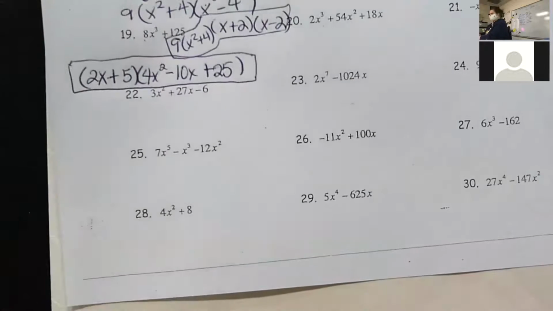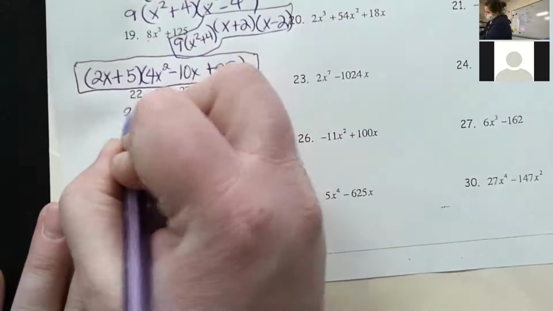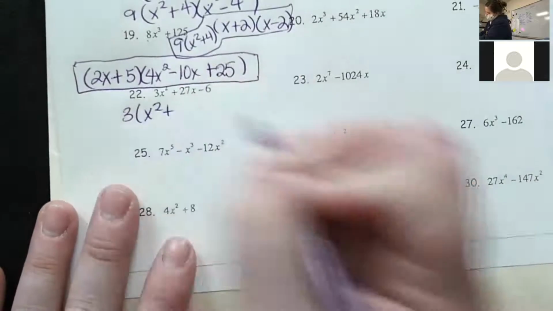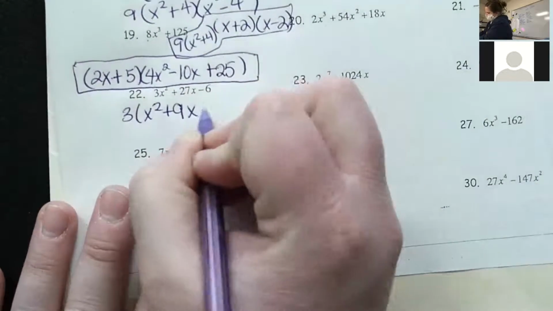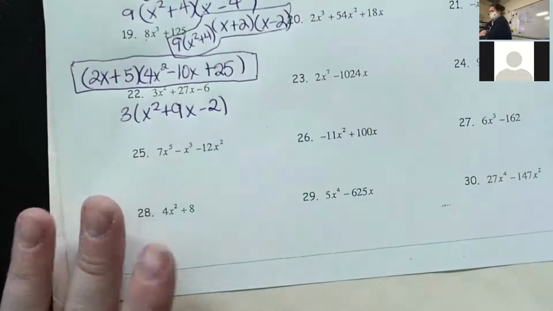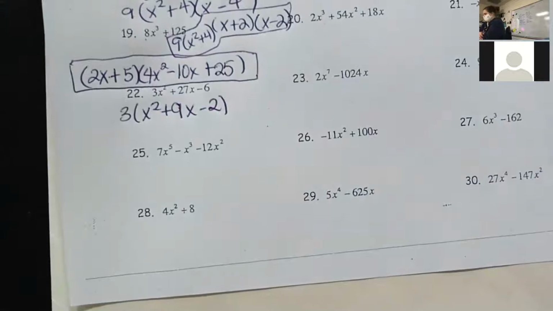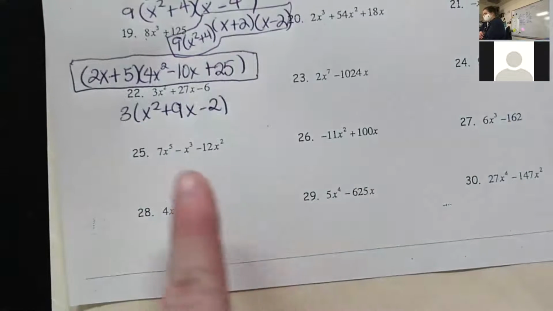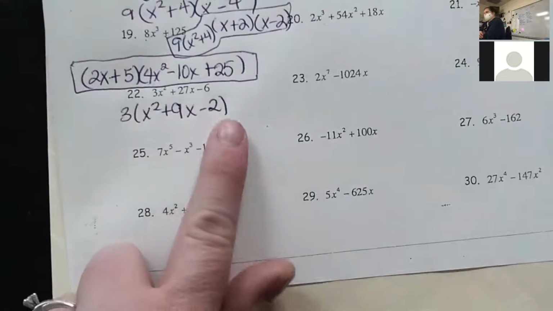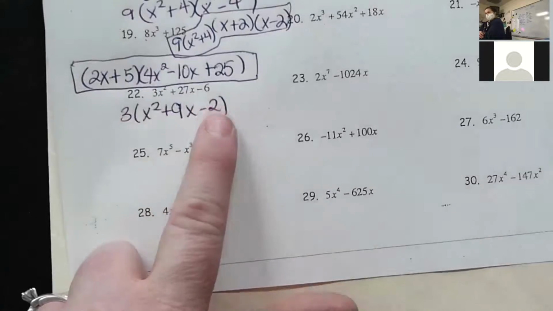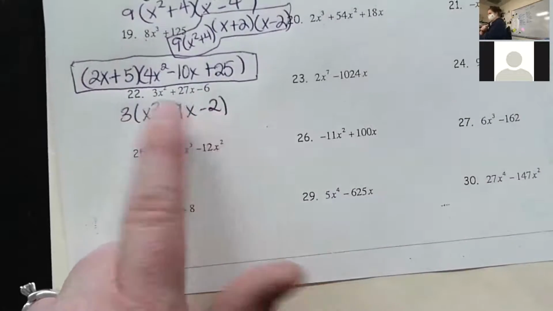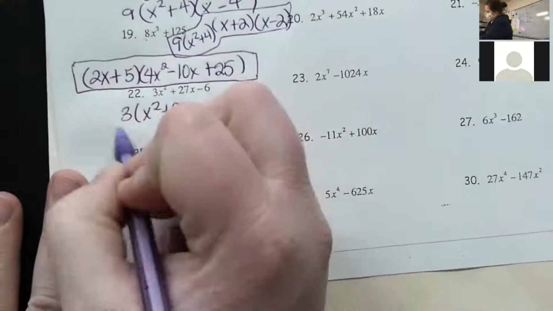Number 22. What can I take out of 22? Take out a 3. Let's do that. I'm left with x squared plus 9x minus 2. These are all squares. Are they? Do I know how to do anything with 3 terms? Not yet. So what does that mean? We're done.